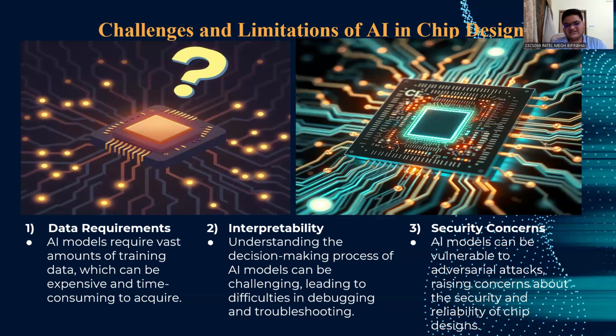There's also an issue of interpretability, where understanding the decision making process of AI models can be challenging, leading to difficulties in debugging and troubleshooting. Because if the AI makes a mistake, you will have a hard time finding out what the mistake is. There are also security concerns because AI models are not that perfect. They are very much vulnerable to adversarial attacks, raising concerns about their security and reliability in this process.